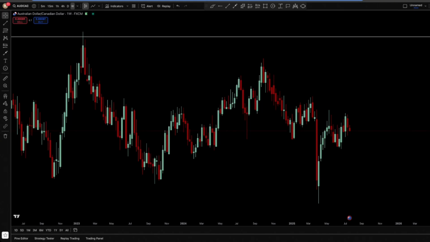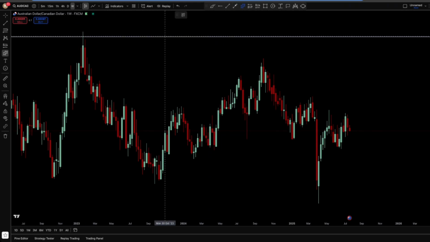Okay, just breaking down a trade that I'm currently in at the moment, Australian dollar and Canadian dollar. So Aussie CAD, I took this trade yesterday, it's still live, I'm still in this trade. Let's have a look at what my thought process was throughout this. So firstly, let's just have a look at how the market has been moving.